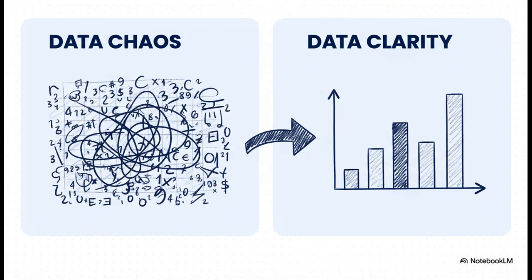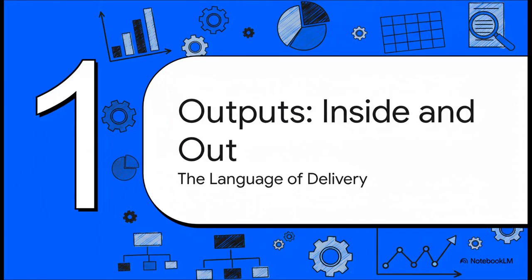And here it is in a nutshell. On the left, you've got data chaos. It's confusing, it's intimidating. On the right, data clarity. It's the exact same information, but the design makes all the difference in the world. Our goal here is to figure out the magic that turns that mess on the left into the clear, useful masterpiece on the right.